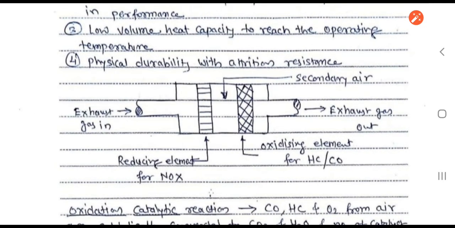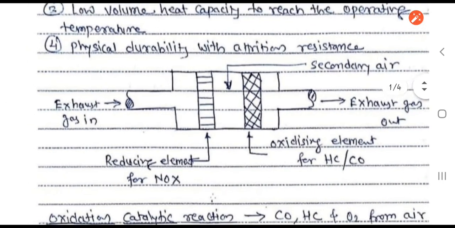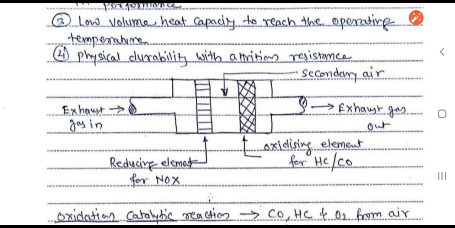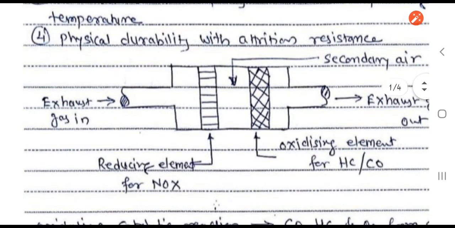This catalytic converter consists of different types of catalysts. Catalyst is generally aluminum-based ceramic material; such filters are present there. Now if you see in this diagram, here we have one catalyst and here we have another catalyst. The first catalyst is very useful to reduce the nitrogen oxides, and the second catalyst is used to oxidize the hydrocarbons and carbon monoxide.